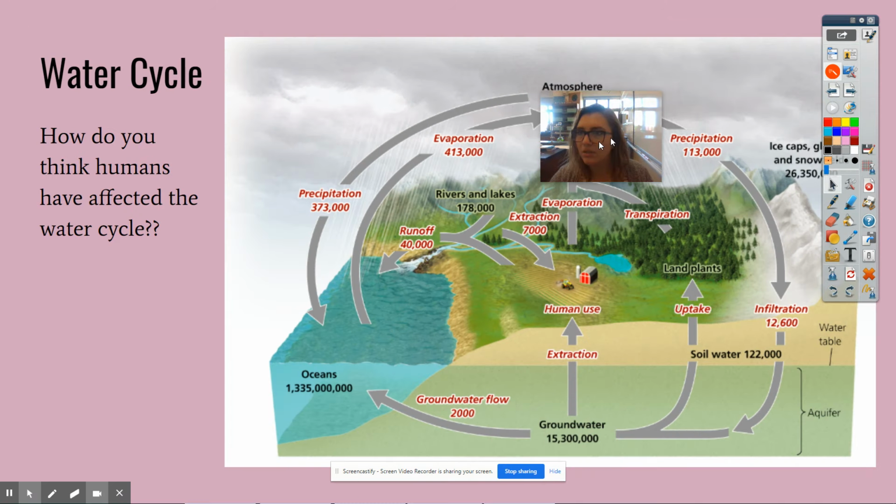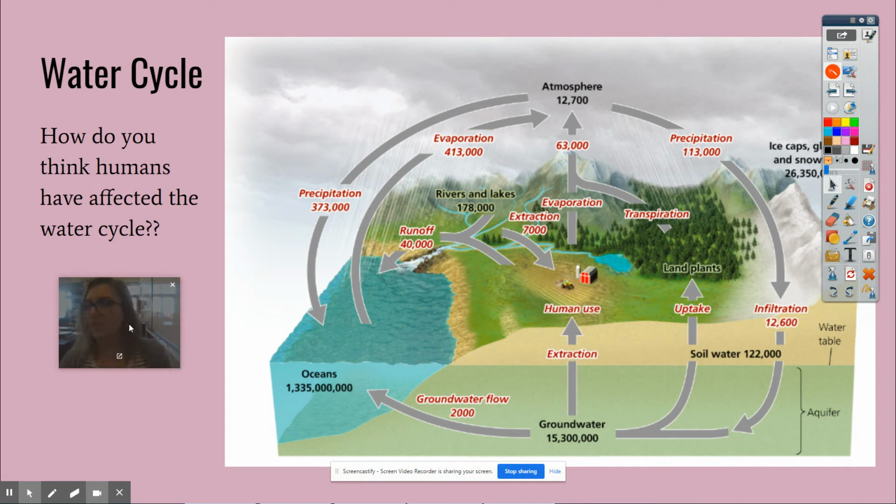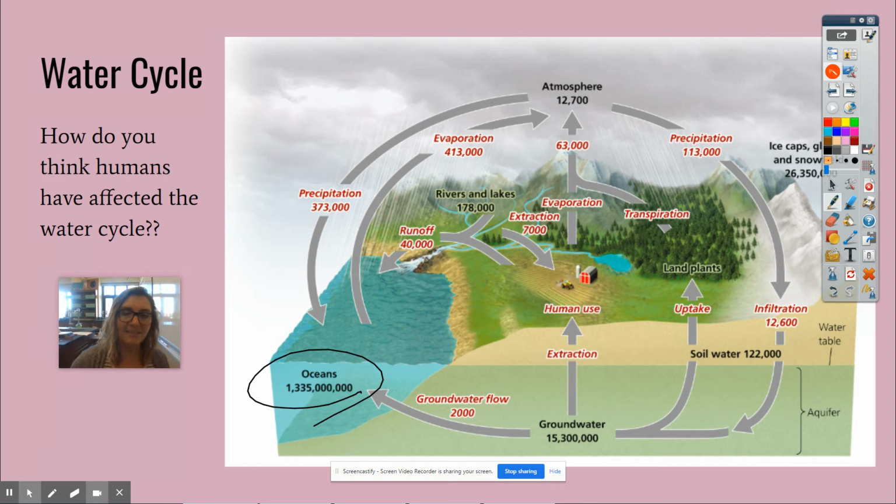All right, so what is the water cycle? Let's talk about it. So most of our water is stored in the ocean. This is a big sink for water. Of the water on the earth, like I said, most is in the ocean. Of the fresh water, most of our fresh water is stored in ice caps and glaciers. And then the little baby tiny bit that's left is going to be stored in our rivers and our groundwater.